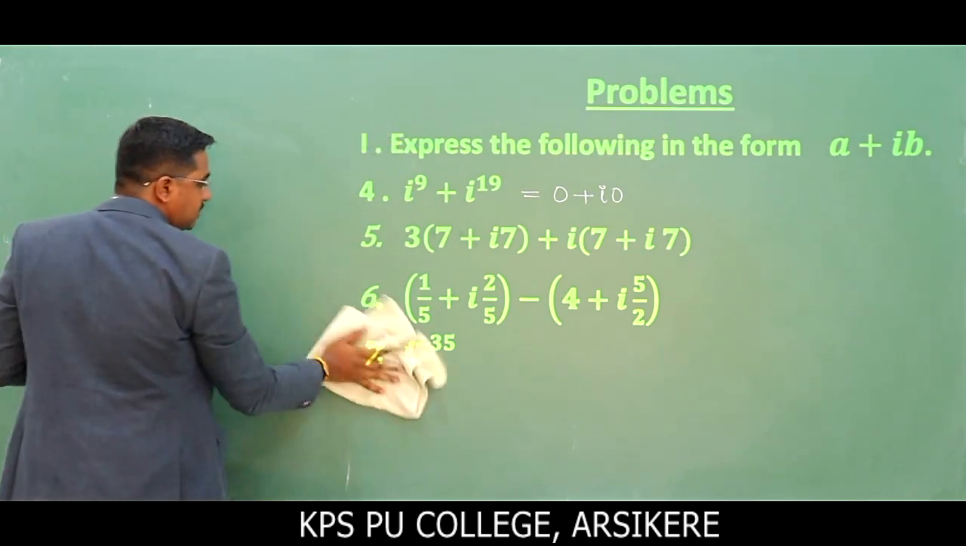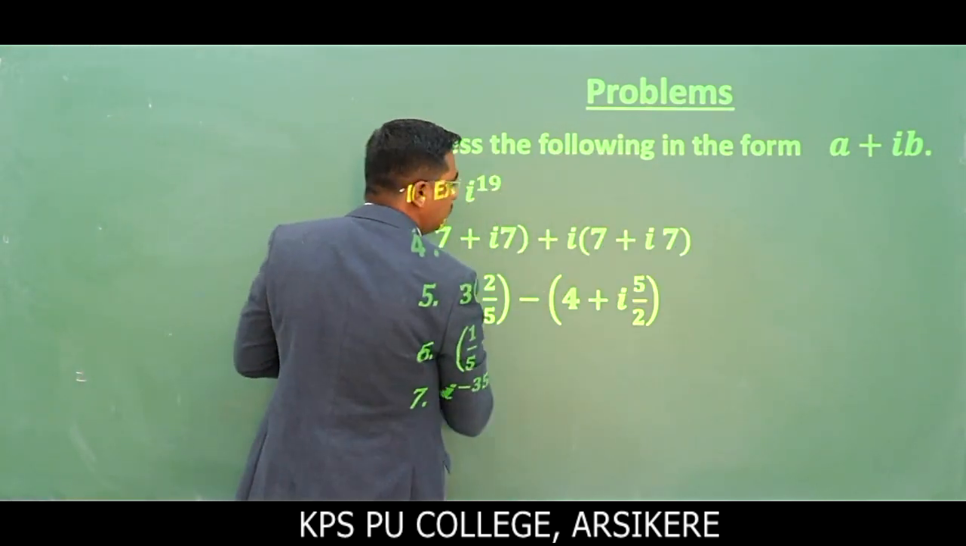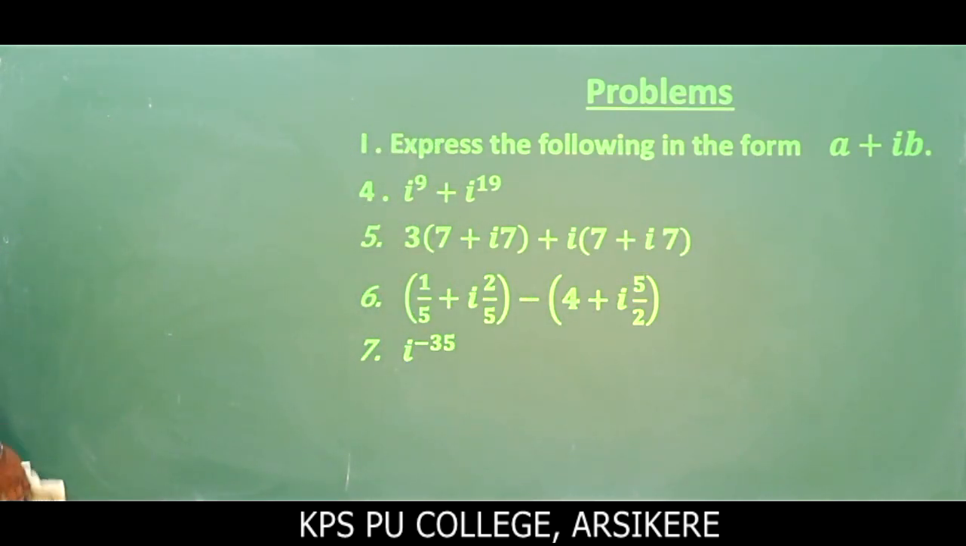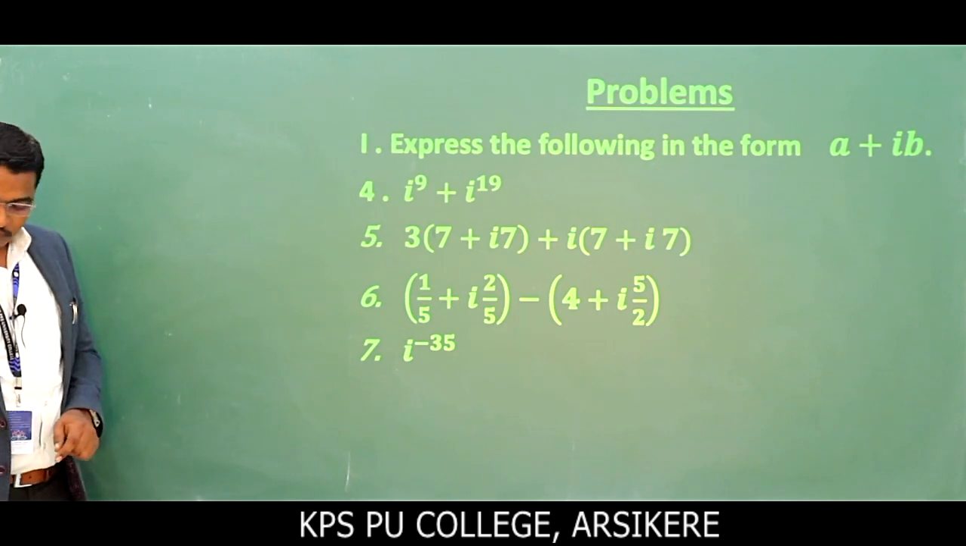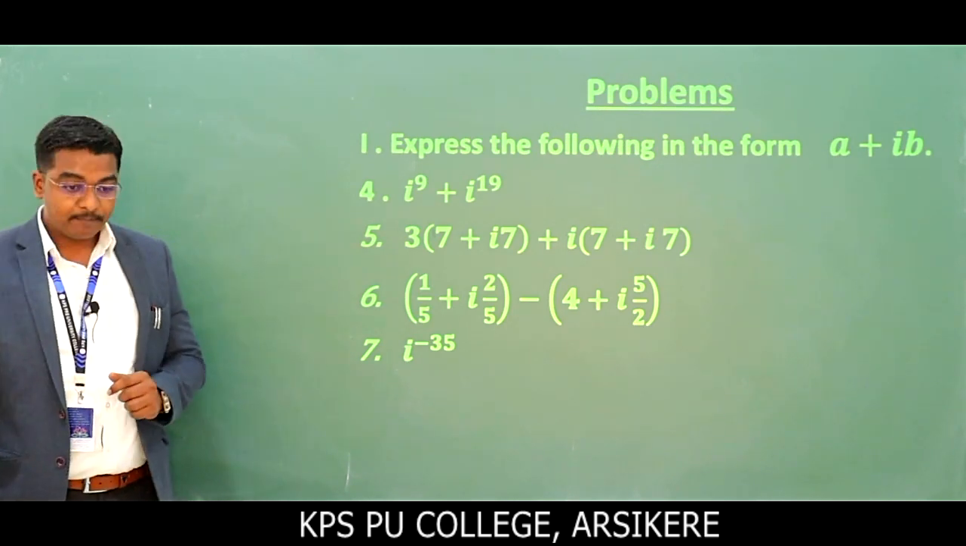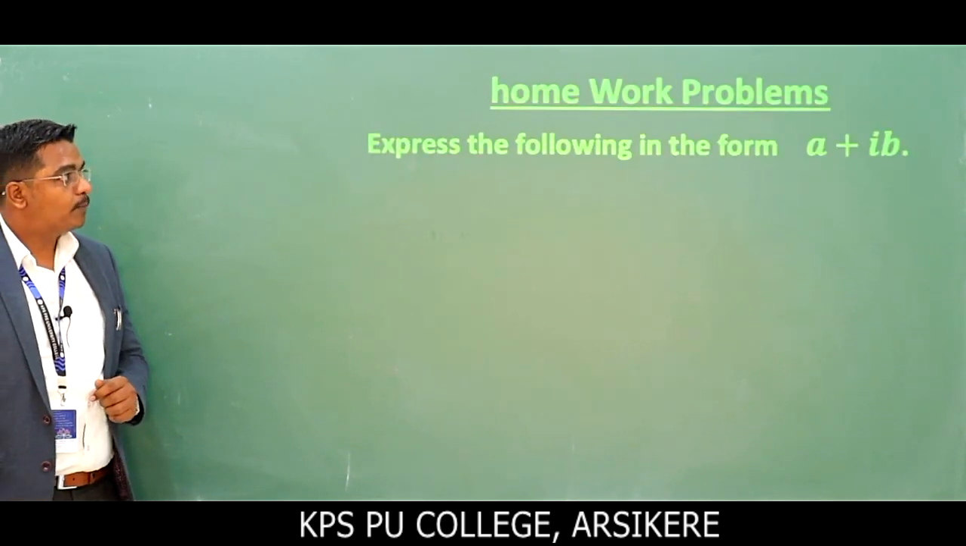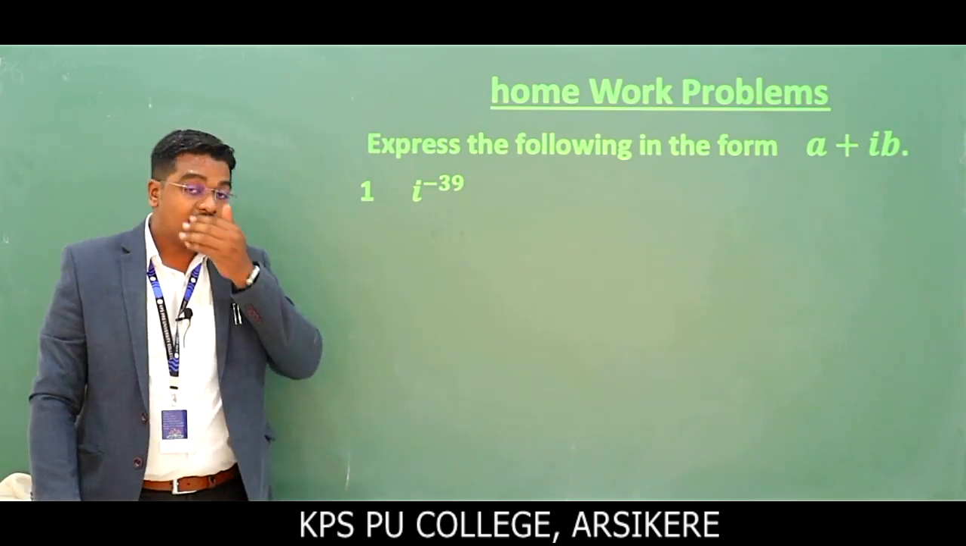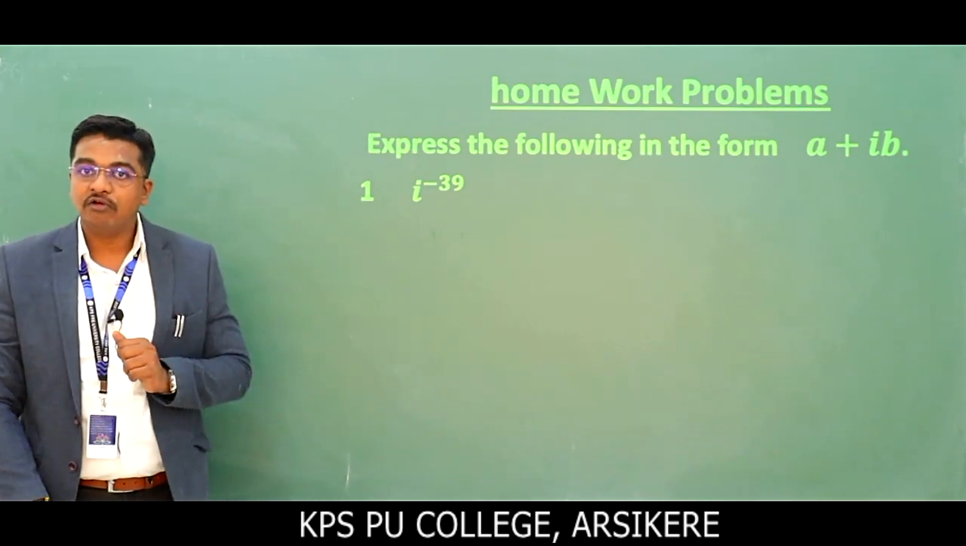Now dear students, I will give some important problems for homework. Please solve these problems, and if you have any doubt, ask me, I will explain. Homework problems: express the following complex numbers in the form a plus ib.